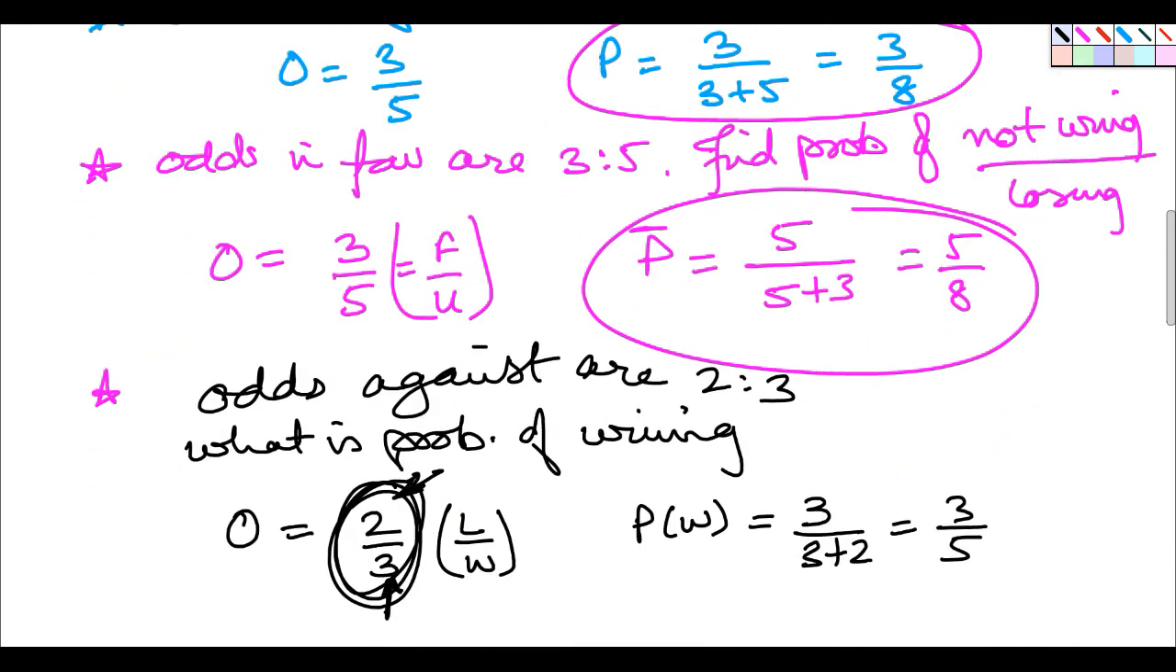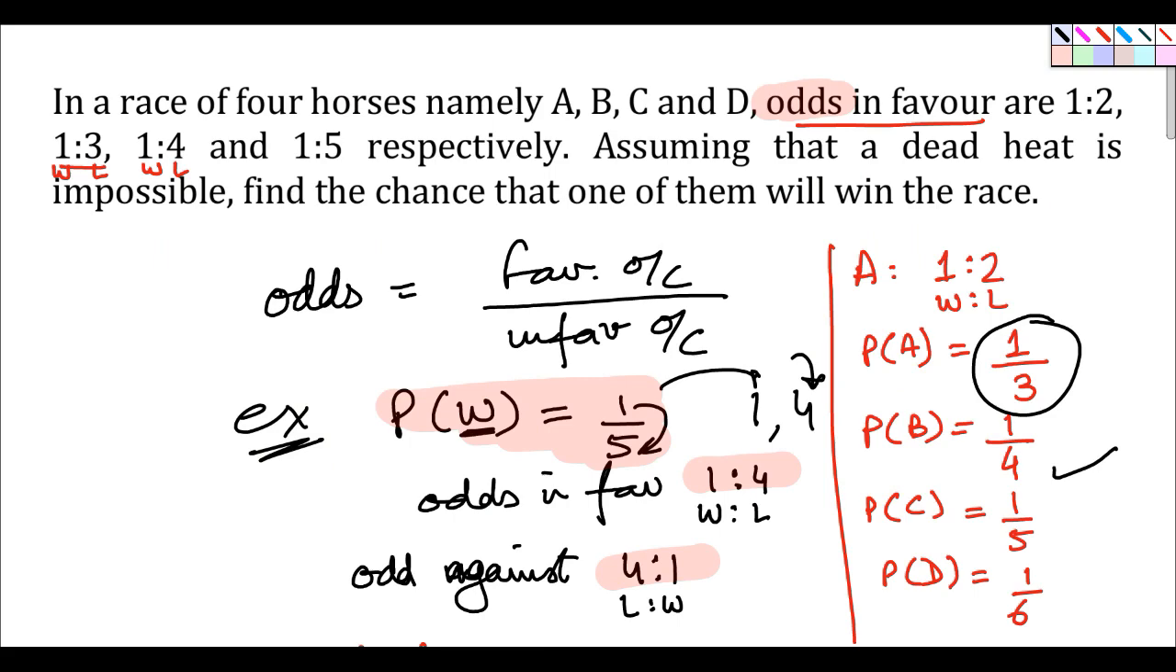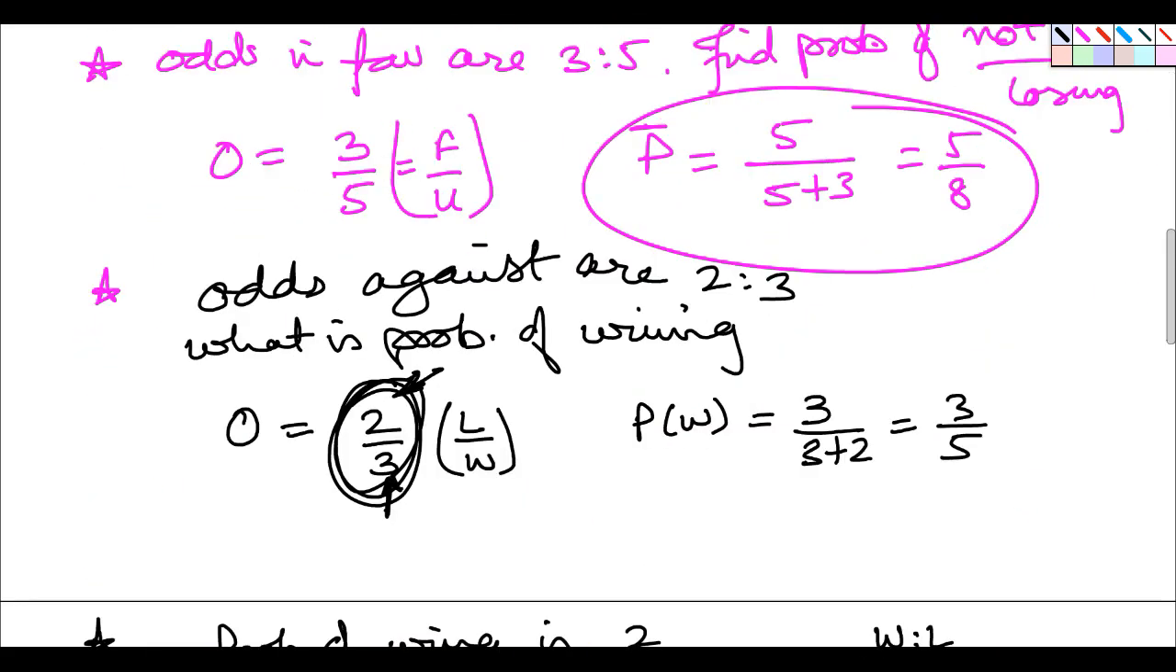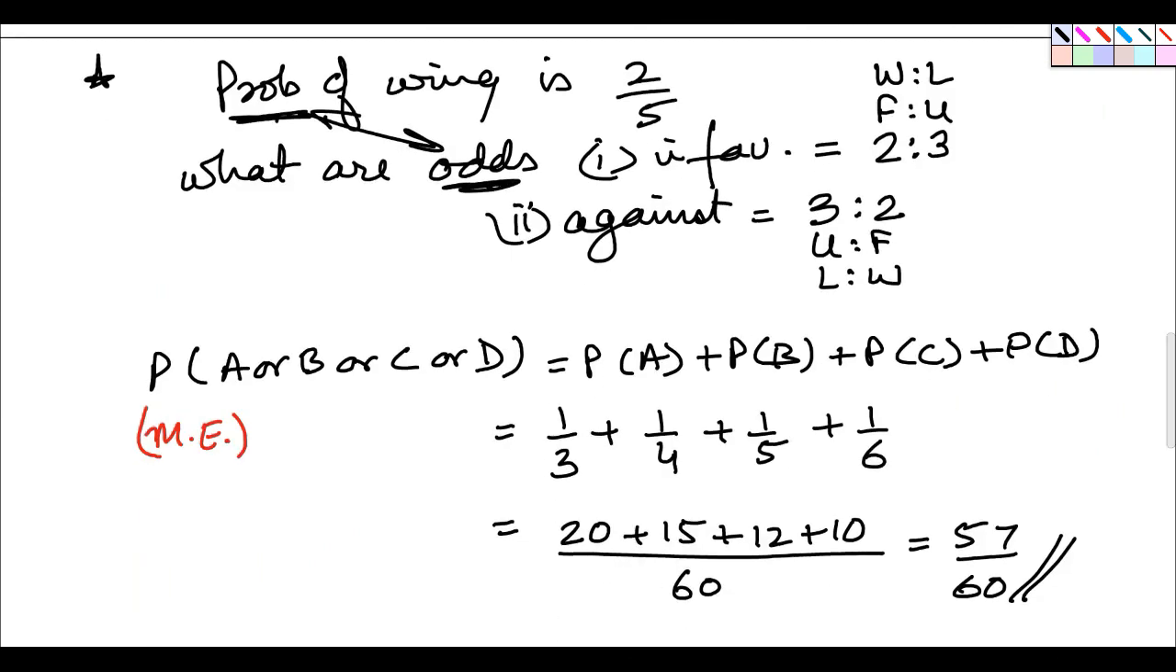So once again we see that these odds could be confusing, but if we convert these odds into probability, then this question becomes a straightforward question. This question was a straightforward addition rule question of mutually exclusive outcomes.